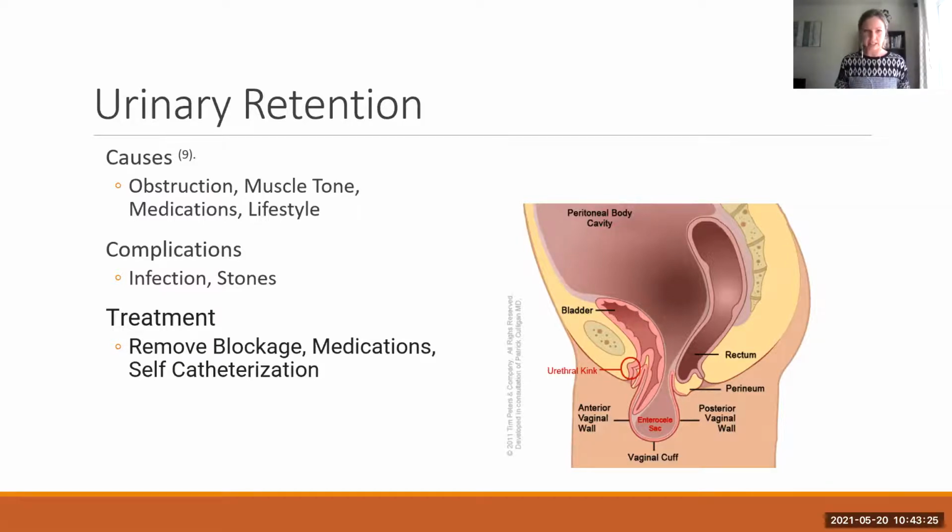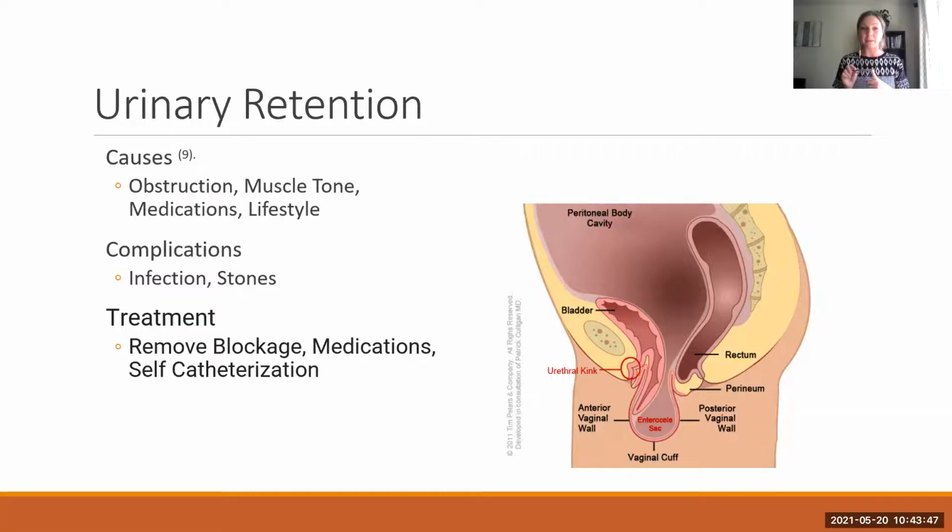And then I just added lifestyle there, because if somebody is taking medications like that and has a very sedentary lifestyle, that could be a risk of urinary retention as well, especially in men. So what are the complications that result in urinary retention? Why do we care? The answer is infection.